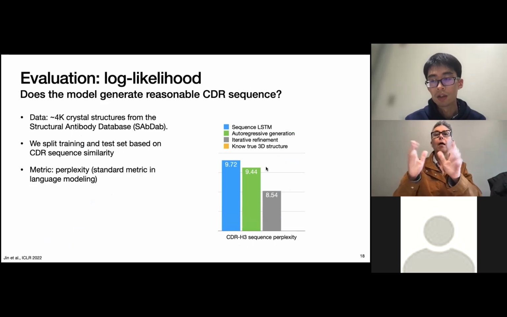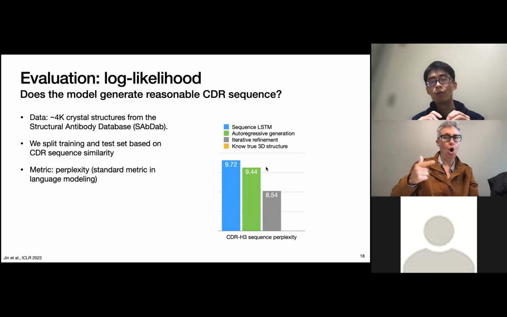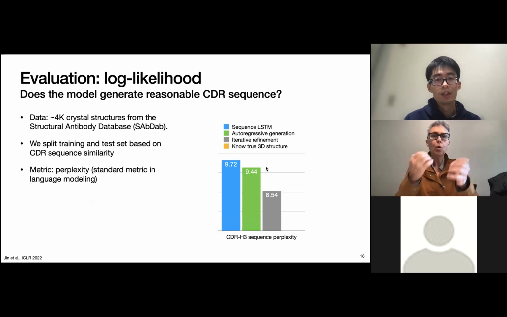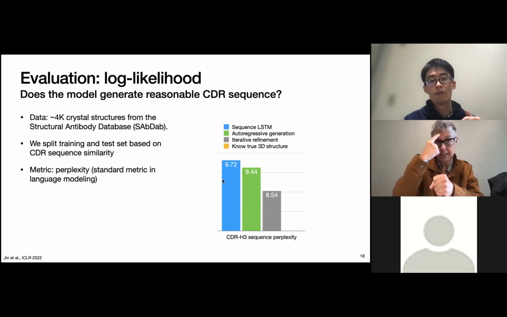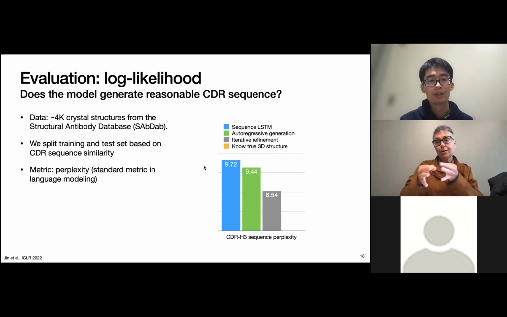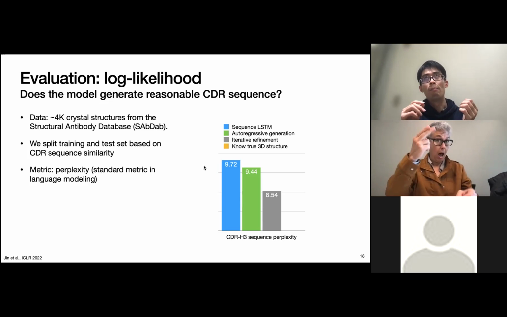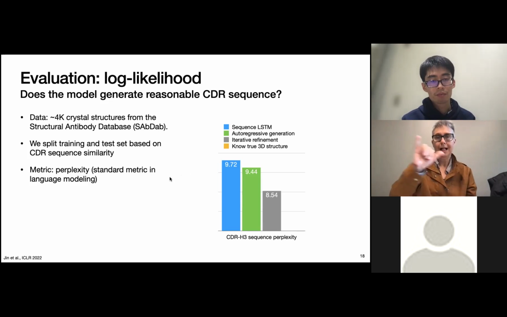So this is on the structure evaluation part. There's also the log likelihood part that we want to look at, right? Because this is a generative model, and we want to know if the generated sequence actually makes sense. And one way of defining making sense is using this log likelihood. Basically, would my model assign high probability to the real antibodies in the database? So here the evaluation metric is perplexity, right?